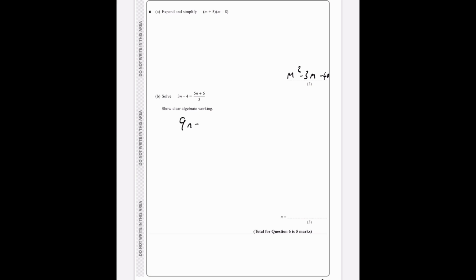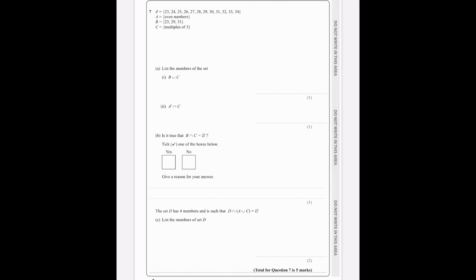For 6a, expanding gives m squared minus 3m minus 40. For b, to solve the equation, I'm going to multiply both sides by 3. I'm going to bring the numerical parts onto the right and the expressions involving n onto the left, and divide by 4. We get n equals 4.5.